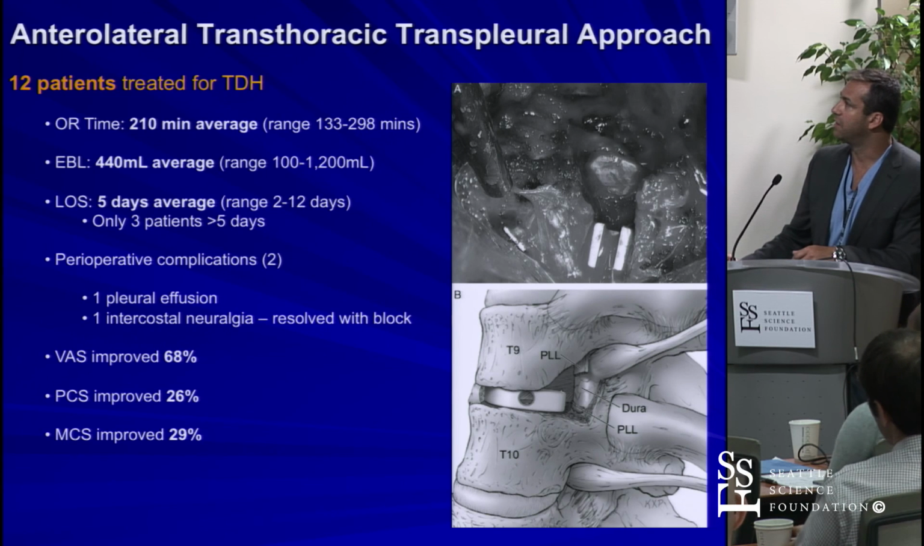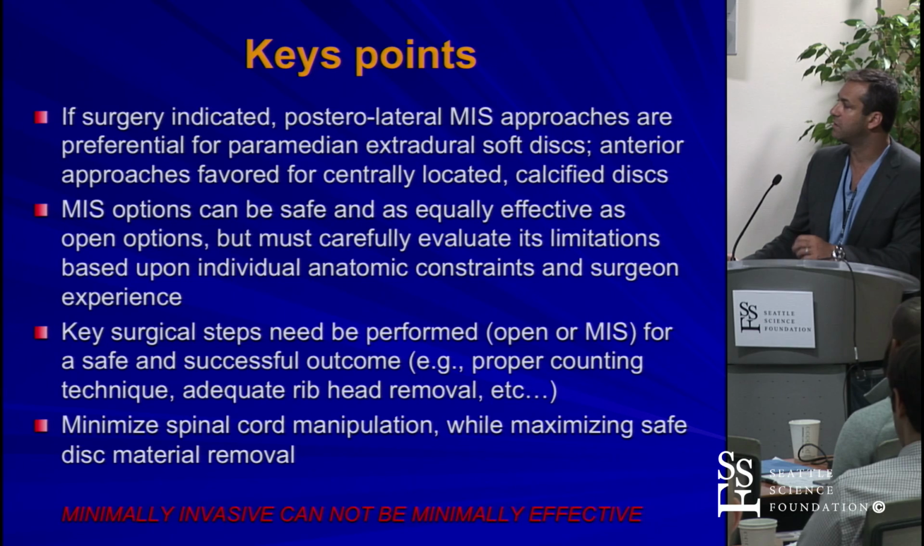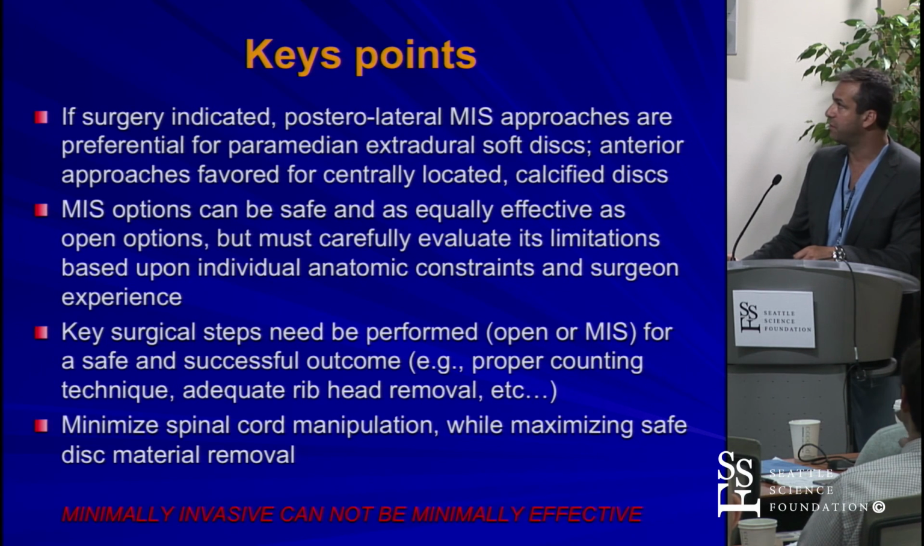This is the article that shows, looking at 12 patients that had this procedure, length of stay, blood loss, OR time, but 2 complications, a pleural effusion and intercostal neuralgia, right? Intercostal neuralgia, it's a big deal. Key points in closing: if surgery is indicated, posterior lateral MIS approaches are preferential for paramedian extradural soft discs. Anterior approaches are favored for centrally located calcified discs.